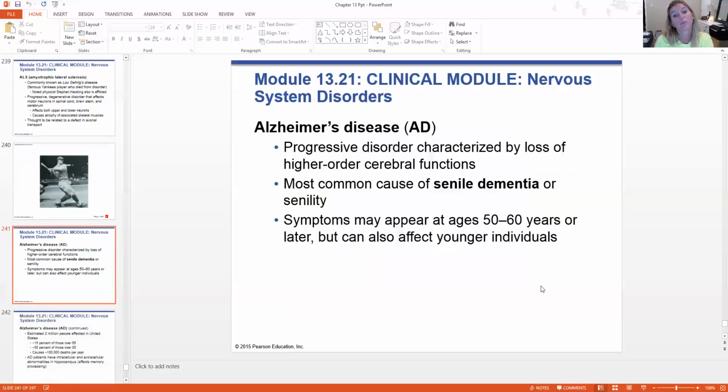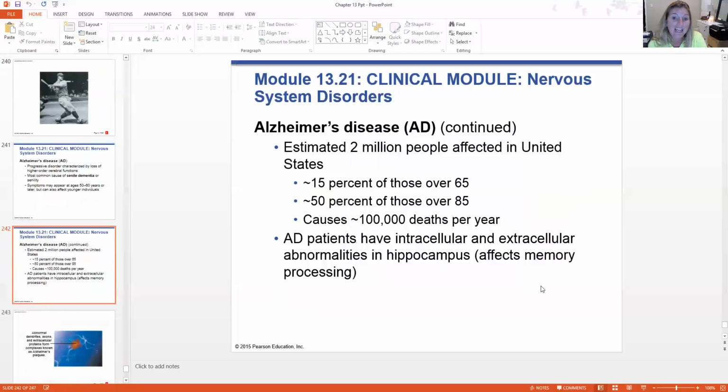And Alzheimer's disease. Alzheimer's disease is another progressive disorder characterized by loss of high-order cerebral functions. It's the most common form of senile dementia or senility. Symptoms can typically appear around ages 50 and 60, but it can also appear in younger individuals. An estimated 2 million people in the United States have it. Alzheimer's disease patients have intracellular and extracellular abnormalities of their hippocampus, which affects their memory, processing, and recall.